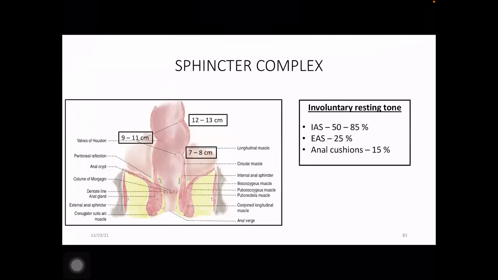So this is the anal transition zone, which I've already discussed. Now the sphincter complex. The sphincter complex is formed by the internal sphincter, external sphincter, and anal cushions. The resting tone, that is the normal tone of the sphincter in the resting state, 50 to 85% is given by the internal sphincter, 25% by the external sphincter, and the anal cushions contribute around 15% of the involuntary resting tone.